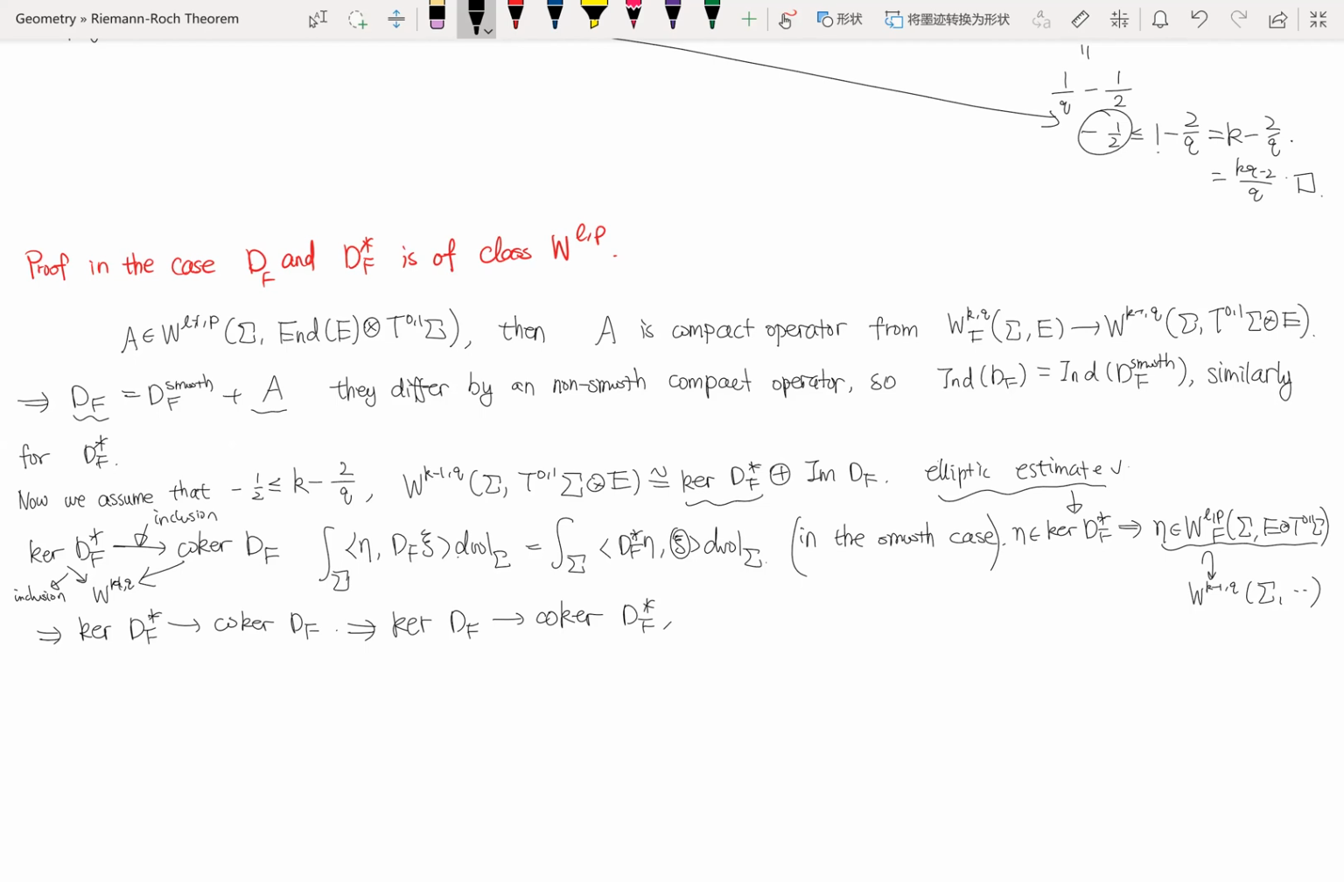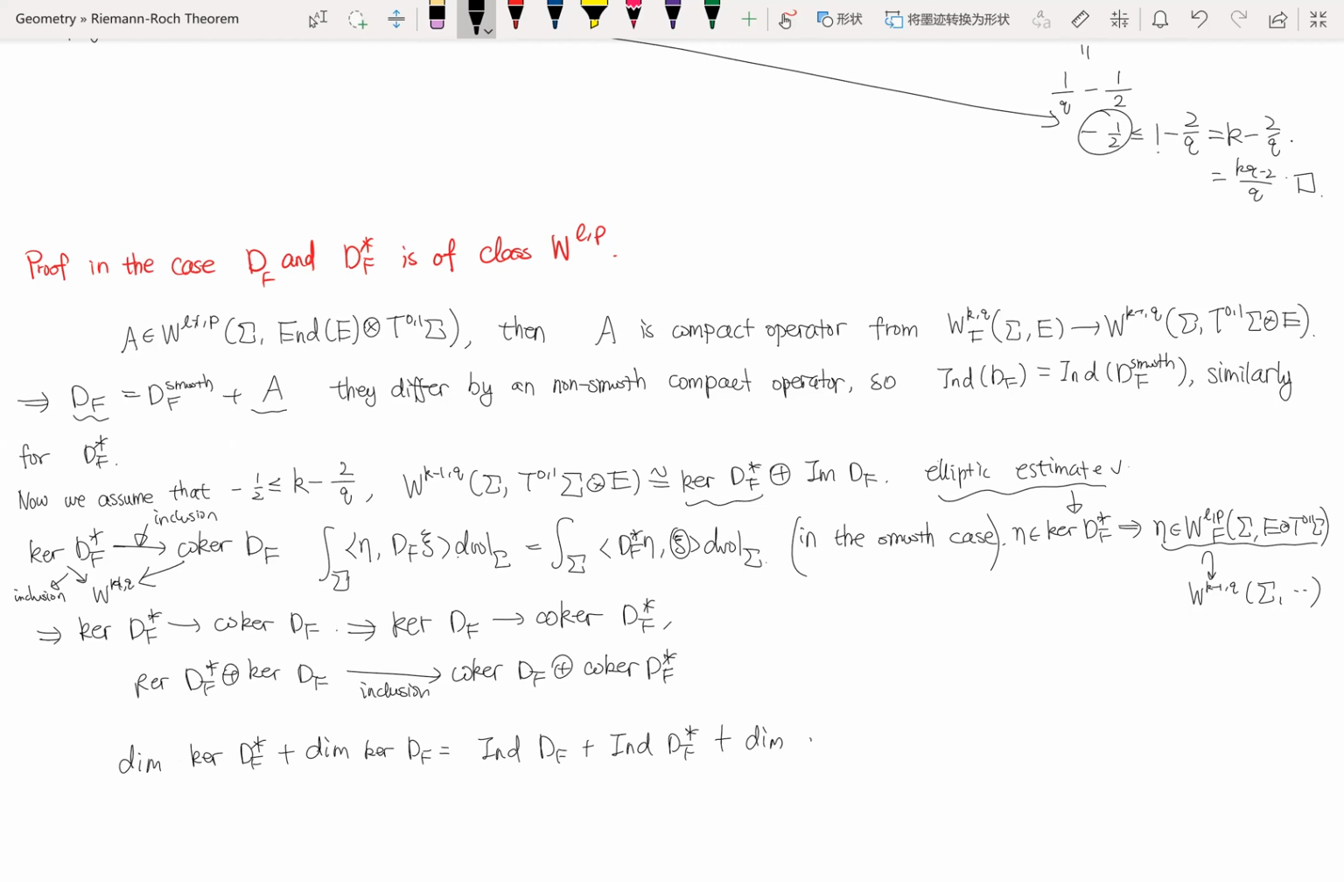But we need to say that it is an isomorphism. So we consider the direct sum: the kernel of df mapped into the cokernel of df star, and the kernel of df star into the cokernel of df. So this is the general inclusion. And when we compute the index, we know that the dimension of the kernel of df plus the dimension of the kernel of df star is related to the Fredholm index: the Fredholm index of df plus the Fredholm index of df star, plus the dimension of the cokernel of df plus the dimension of the cokernel of df star.